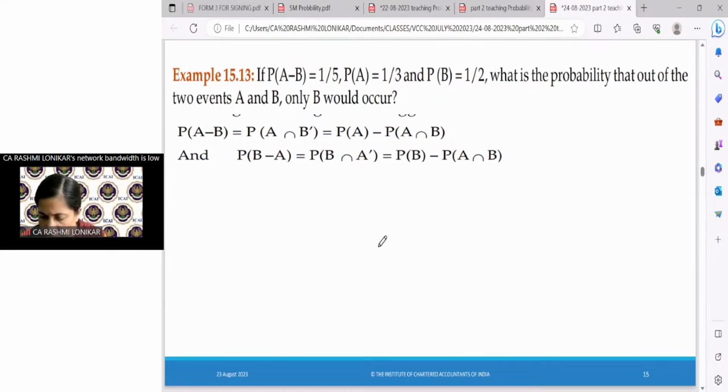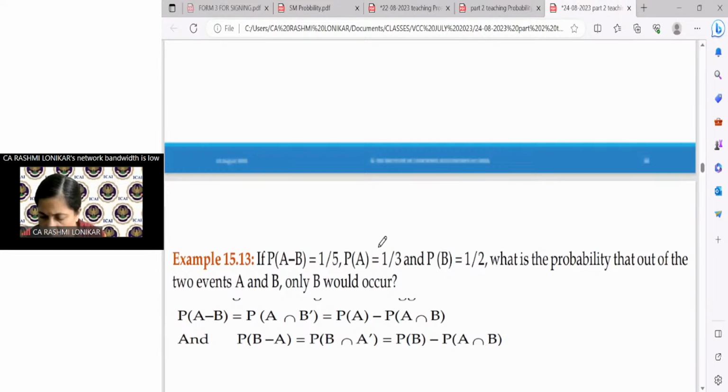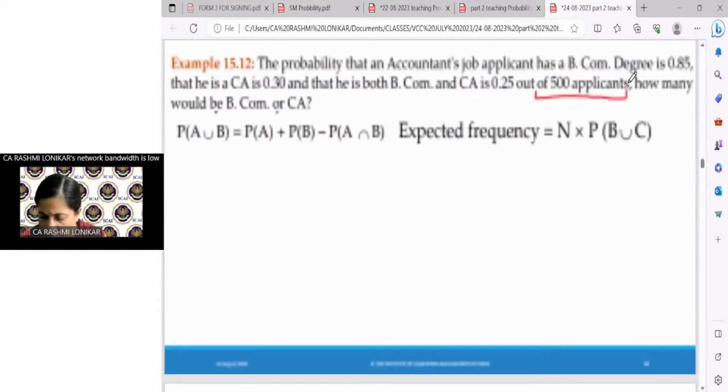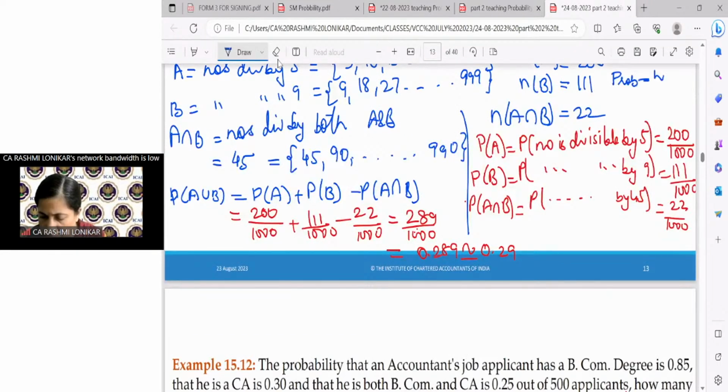Friends, here we have to find the probability, right? We need probability. What is the definition of probability? Probability is number of favorable events upon total number of events, right? What is the definition of probability? N of A upon N, right? What is N? How many numbers are there? 1000. So I have divided by 1000.